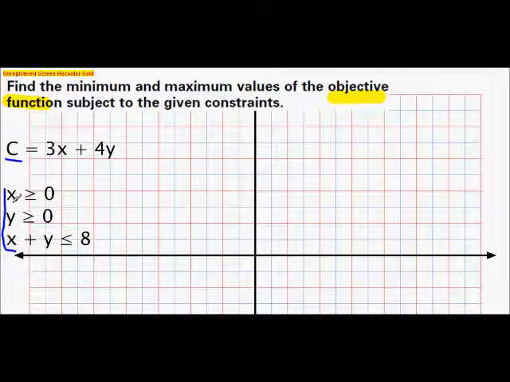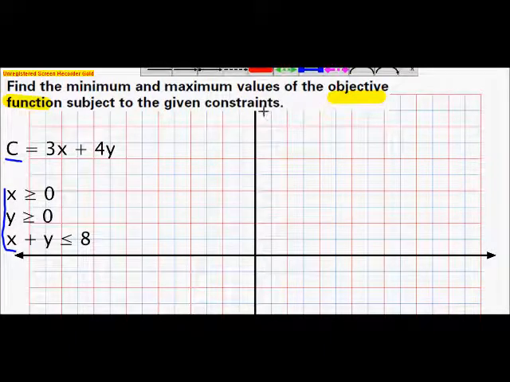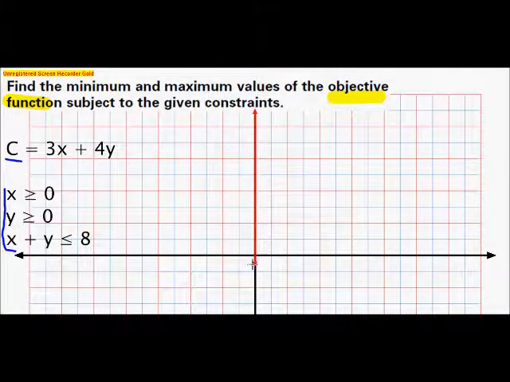So let's start off by graphing this one. x is greater than or equal to 0. That's a vertical line, so let's draw it right here. The red line is this function right here. So x is greater than or equal to 0, so it's going to be all the positive values. It's going to be to the right of the red line.